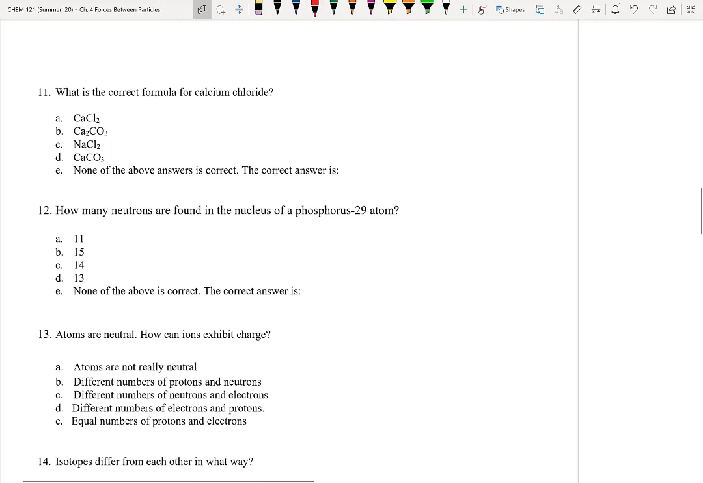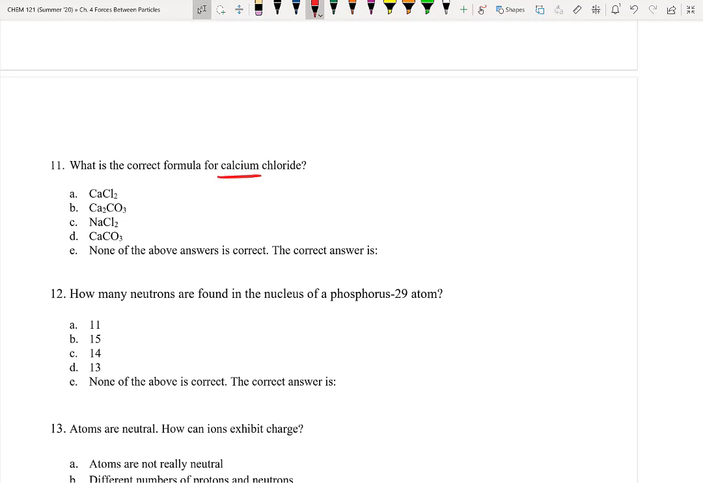All right, next one, calcium chloride. What is the correct formula? So let's break this apart. So calcium, if we look at the periodic table, it's in group 2A, meaning the second column over. So what charge will calcium always have? Must be 2, right? So I'd say because it's in group 2A, it would be 2 plus.